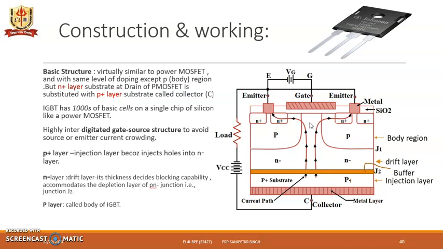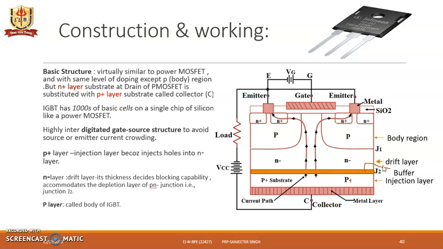And this is one of the cells. There could be thousands of such cells on a single chip of silicon like the power MOSFET, and it can be manufactured with a highly interdigitated gate source structure to avoid the source emitter current crowding, so better efficiency of the collector current and emitter current. The P plus layer is called the injection layer, as it injects holes into the N minus layer.